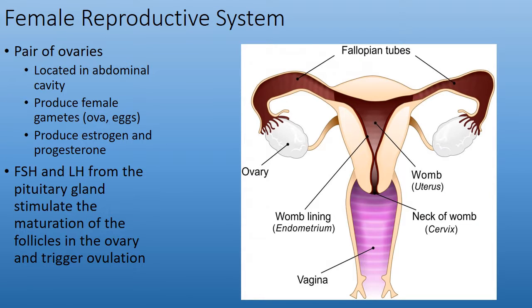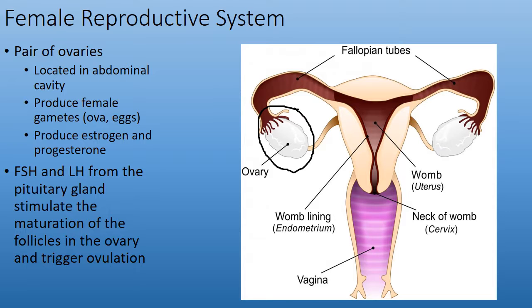Let's talk about the female reproductive system. It's a pair of ovaries located in the abdominal cavity. You can see the ovaries are here. Again, the ovaries produce the female gametes, which will be the eggs. Okay? And this is half of what's needed in order for an actual conception. All right? The other half belongs to the male. The male provides the sperm. When the sperm and egg meet, there's obviously conception here, and then hopefully pregnancy.